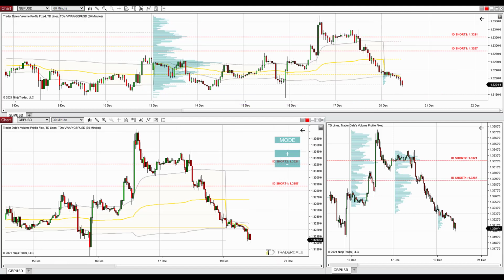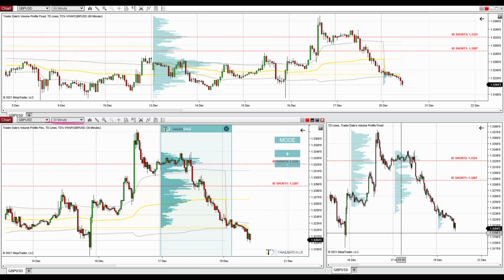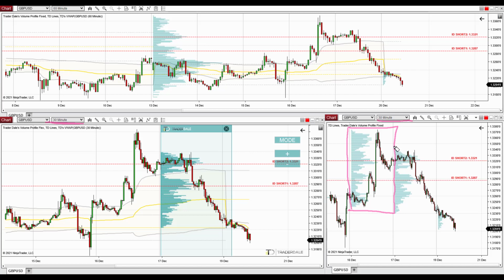Then this chart below it is a 30-minute chart, and in here I use my flexible volume profile. That's the profile which you can move around. And the last chart, this one, is also a 30-minute chart, but on this one I use fixed profiles, which means that those profiles get automatically printed each day and they show the daily volume distribution. Alright, so that's the layout which I use. Let's now talk about that trading idea on the British pound.